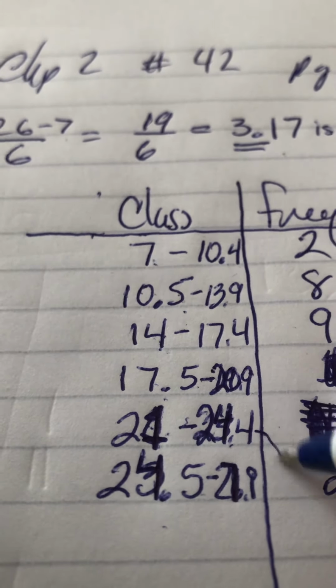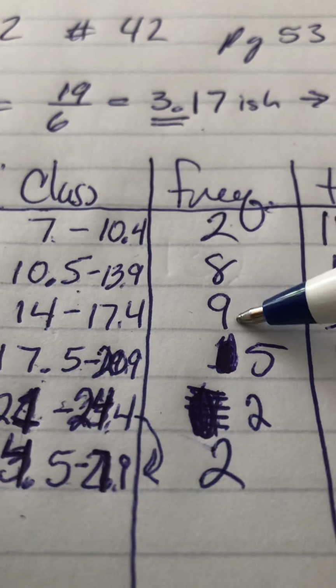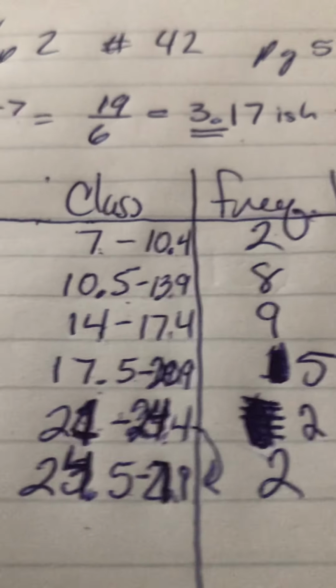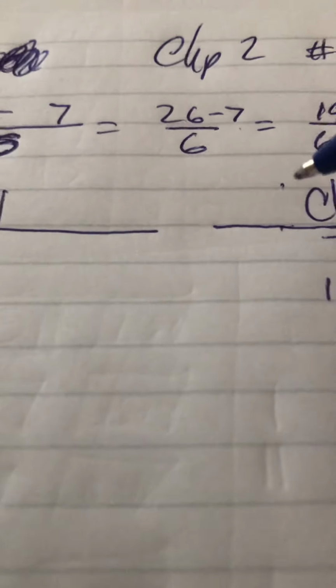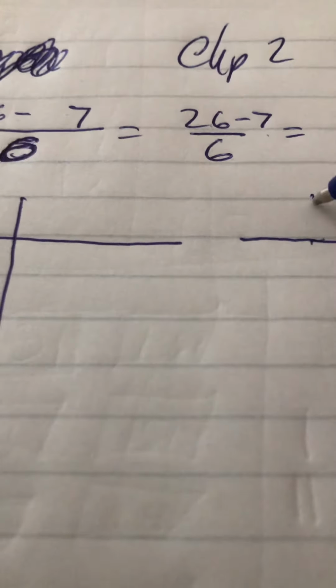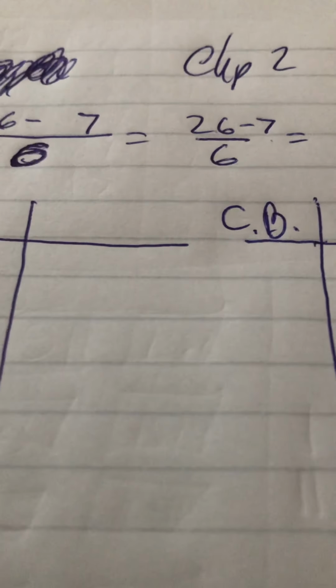So now I went through and I got the numbers. I got 2 in this category, 8 here, 9 here, 5 here, 2 here, and 2 here. Now, you generally work off of either the class midpoints or the class boundaries. I ask on the tests to do class boundaries. So how would you do class boundaries in this situation?